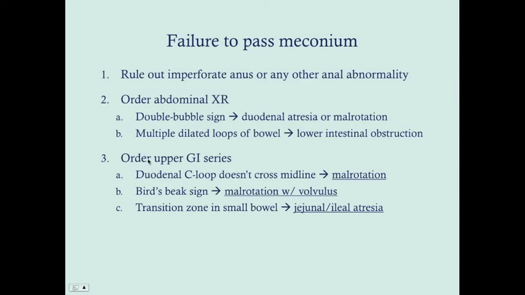Next thing to do is order an upper GI series. You don't necessarily need to do this, but I think it's helpful because it helps you look for some of those more upper things. A lot of people might just go on to a lower GI series, and that's fine too. But an upper GI series will certainly help you with diagnosing malrotation. In that case, you'll see a duodenal loop that doesn't cross the midline. It can also help you diagnose malrotation with volvulus, and you'll see that bird's beak sign. And then it can also show you a jejunal or ileal atresia, in which you'll see a transition zone in the small bowel.